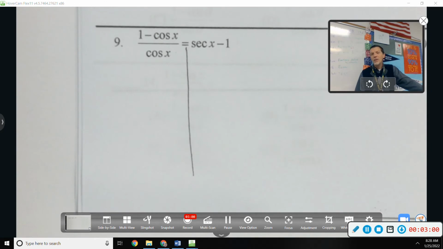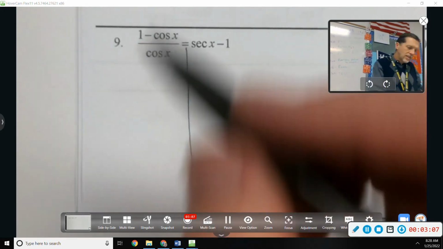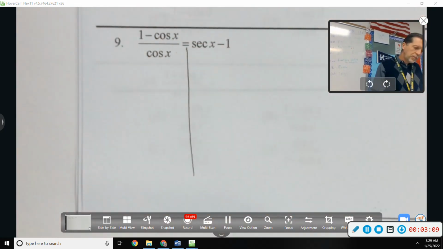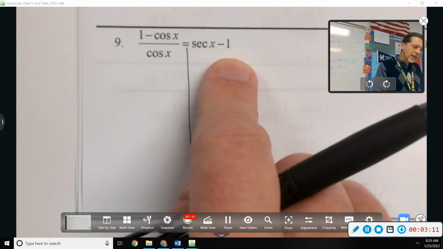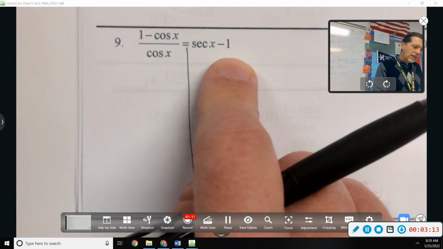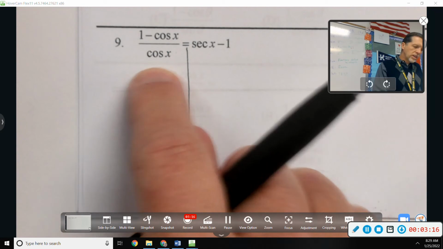So, Ty, you haven't tried one yet. You want to just pick a side that you want me to work on? Yes, the left side. Okay, we'll work on the left side. So they're both over cosine. And again, I'm peeking at the right-hand side. And so 1 over cosine is secant.